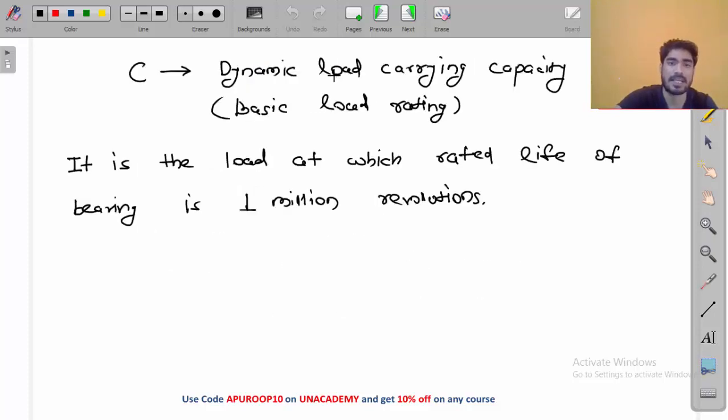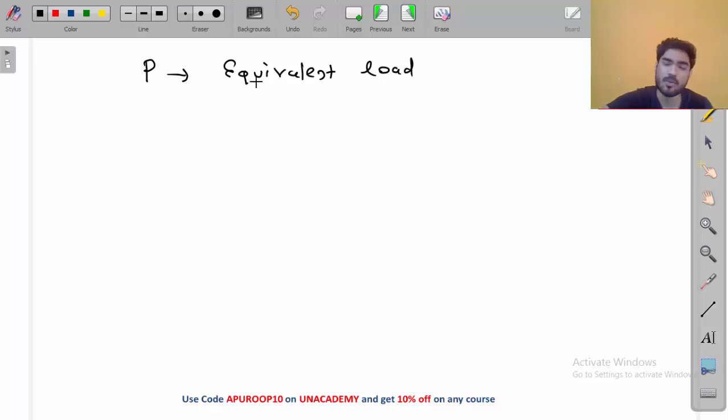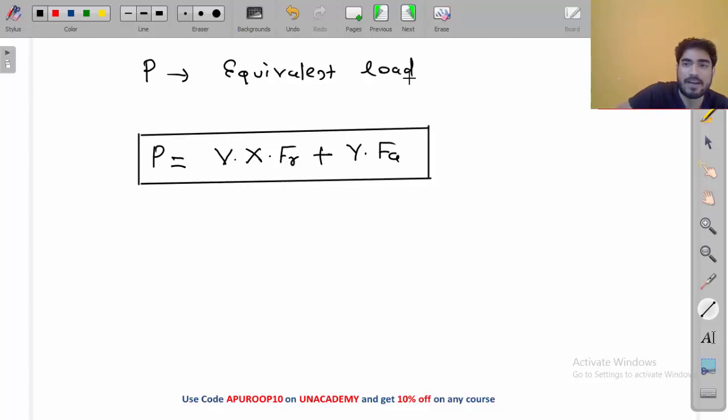Now what is P, my friend? Let's understand what is P. P is known as equivalent load. Now what is equivalent load? I told you, my friend, that the bearing can be subjected to radial load as well as axial load, right? So P is the equivalent load. How is it calculated? It is given by this formula: V into X into FR plus Y into FA. Equivalent load is calculated by this. Where FR and FA are the radial and axial load.